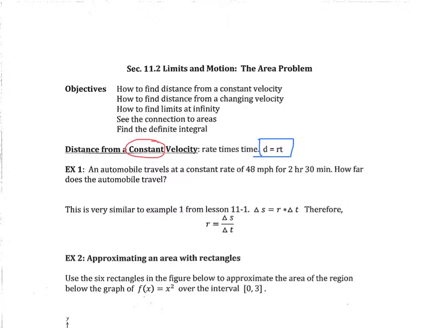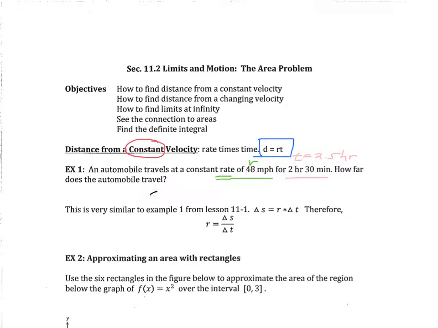And we have an automobile that travels at a constant rate of 48 miles per hour. So constant rate, that means that this is our R. And then we've had this one before, for 2 hours and 30 minutes. At 2 hours and 30 minutes, isn't that our time? And that's 2.5 hours. So I have my rate, I have my time. They want to know how far does the automobile travel. Aren't we just using our distance equals rate times time again?